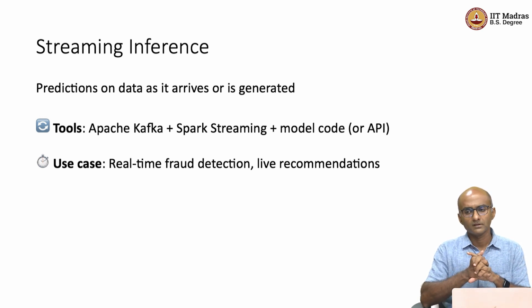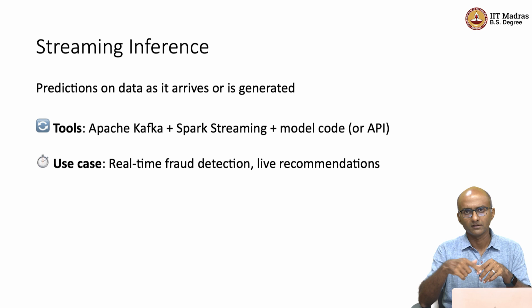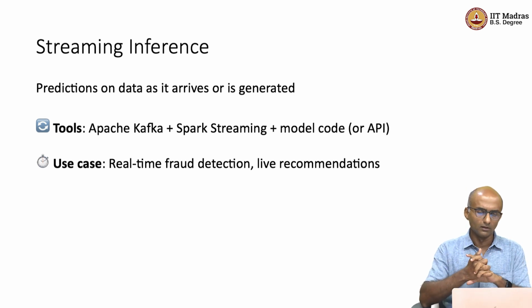Spark streaming is one example of software which can be used to read data from Kafka and operate on it instantaneously, along with, of course, the model code itself, which can get called as a joblib file or a pickle file, or in some cases, you can also instantiate an API internally and have that API be called within Spark Streaming. So that's the streaming inference model.